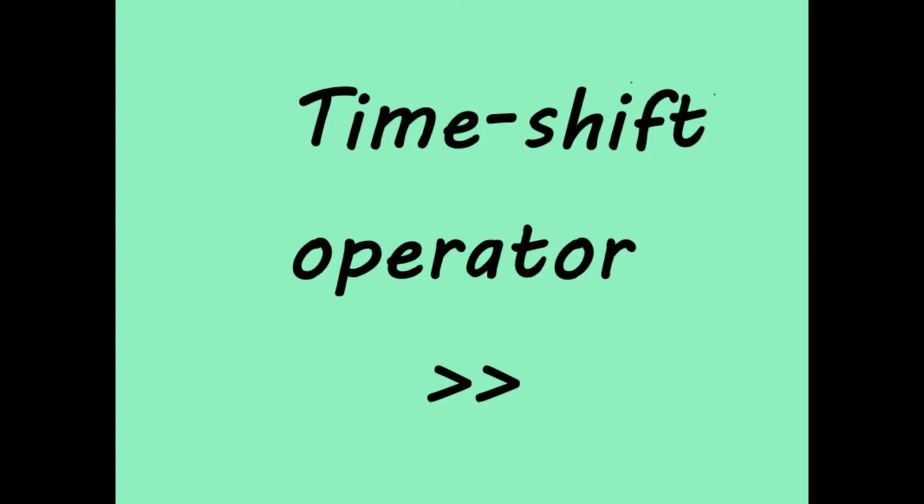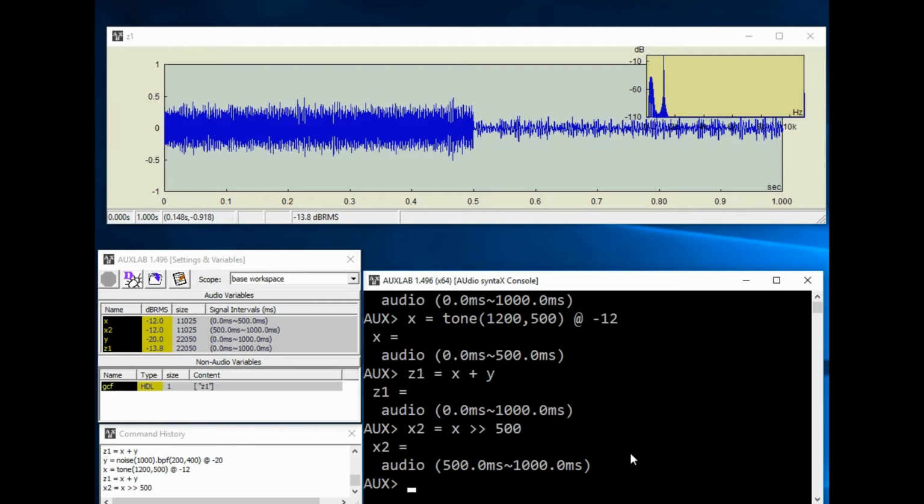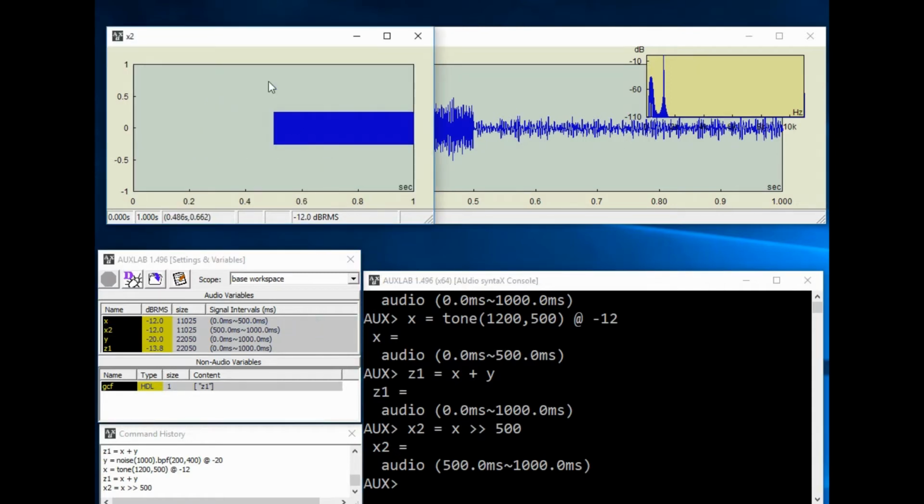Audio signals always have a beginning time point. So far, we haven't specified it, so it was assumed 0. Now we have a new tone X2, the same as X, but it begins at a time point of 500 milliseconds. That's how you write it. X shift by 500. Let's see the waveform. Click X2 and enter. It begins at 500 milliseconds.